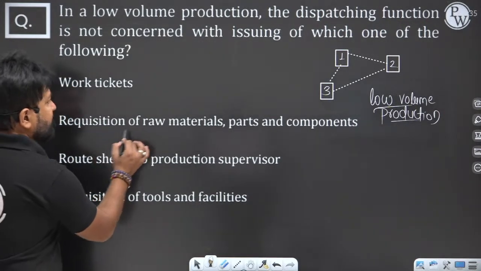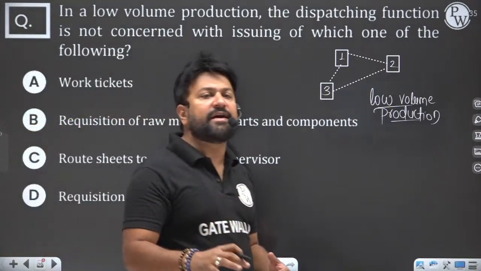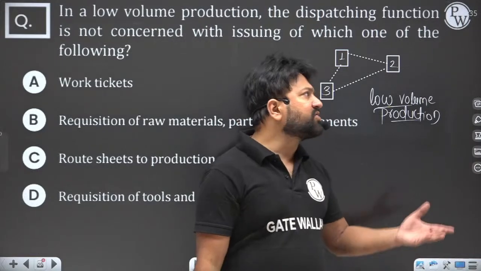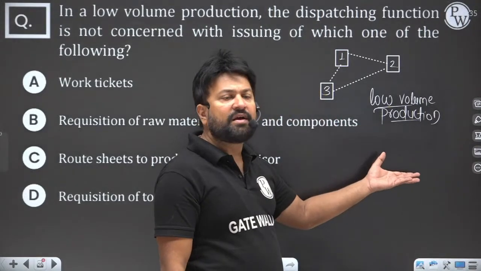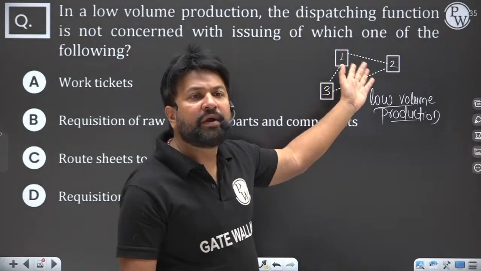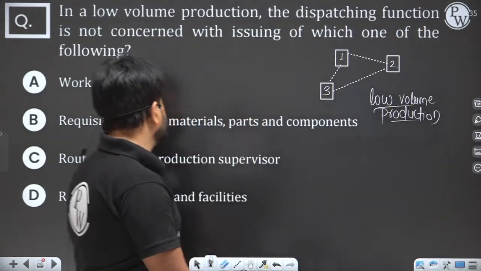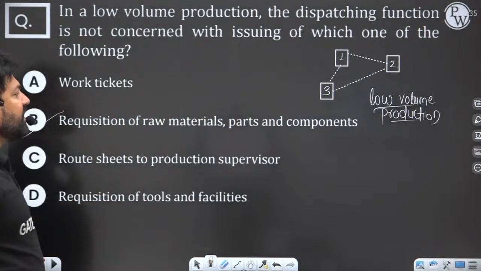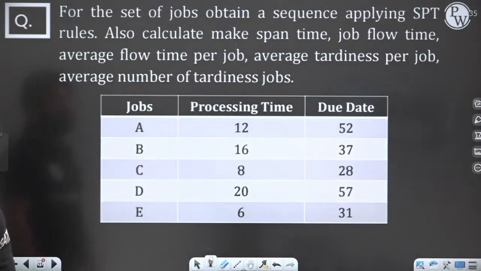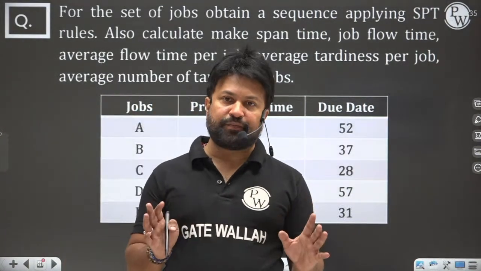So my dear, requisition of raw material means you are requesting to transfer raw material from one place to another. It is not required because we already have a low volume production, so why waste our time? Between two or three shop floors, the number of shop floors is small. So requisition of raw material, parts and components is the correct answer. Next question is your numerical. So it's my request to all of you.